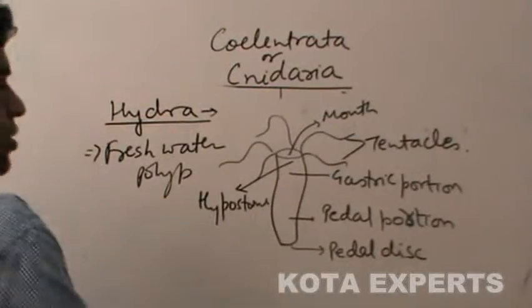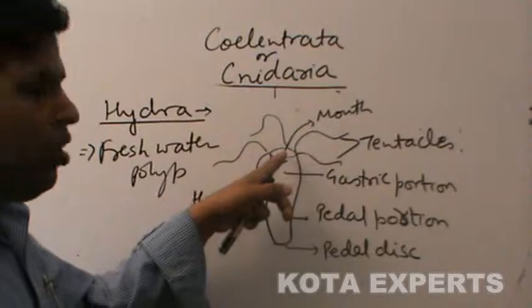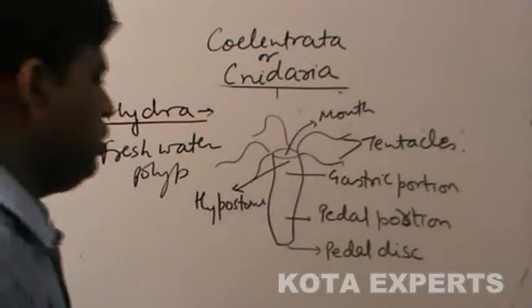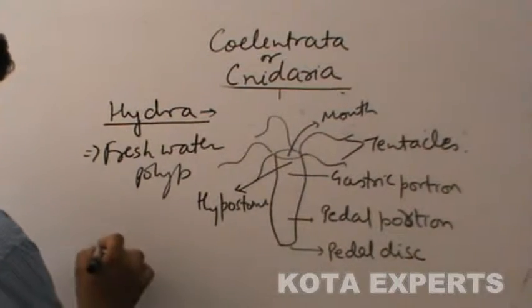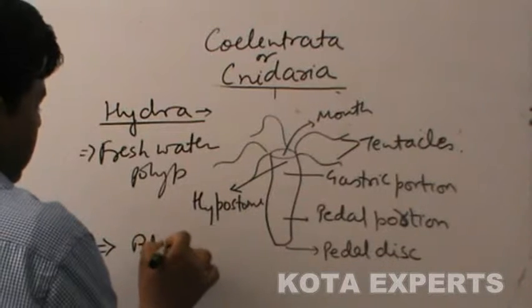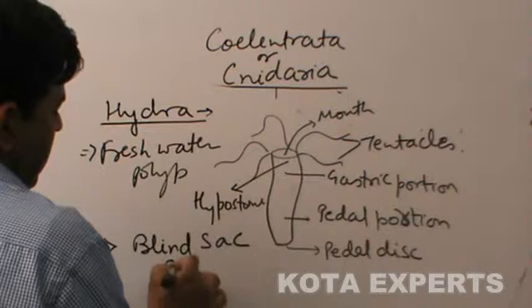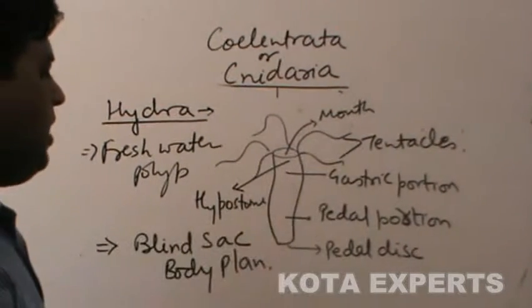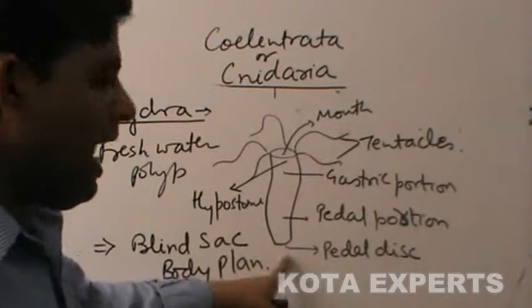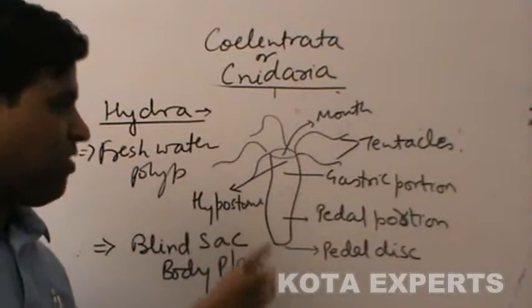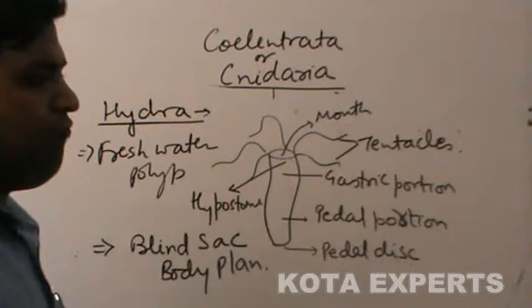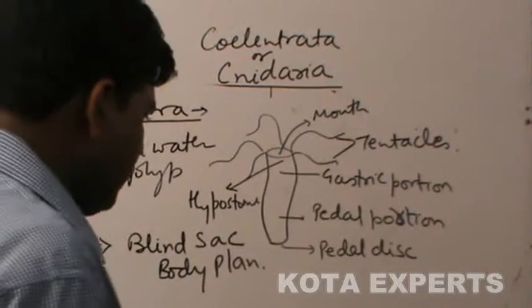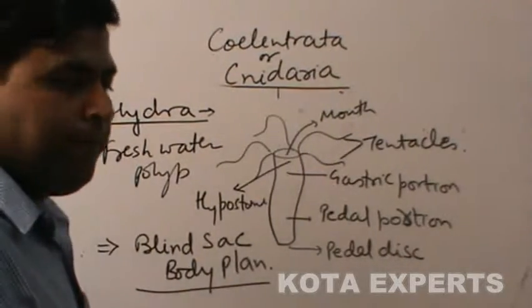Now, as you can see, there is only one opening for ingestion as well as for egestion, that is excretion. This type of body organization is known as the blind sac body plan. Why is this called the blind sac body plan? Because there is only one opening. Anus is absent. The ingestion as well as egestion of the food particles takes place through the one opening, the mouth, which also acts as the anus. That is why this is known as the blind sac body plan.